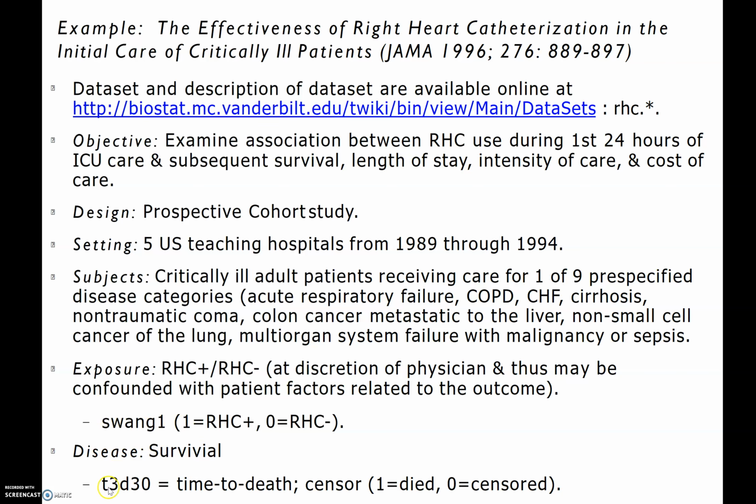Then T3D30 is time to death, and it's censored. If they die, of course, then we have to cut it off earlier. And we're going to use a Cox proportional hazards model, which you might not have used before, but this is just the way you model survival type, time to event data. The event here is death.